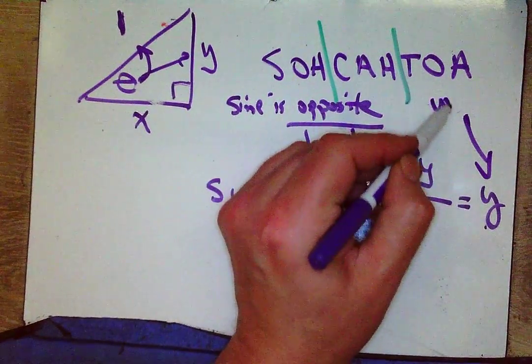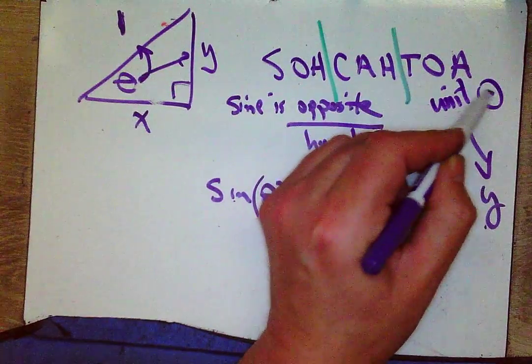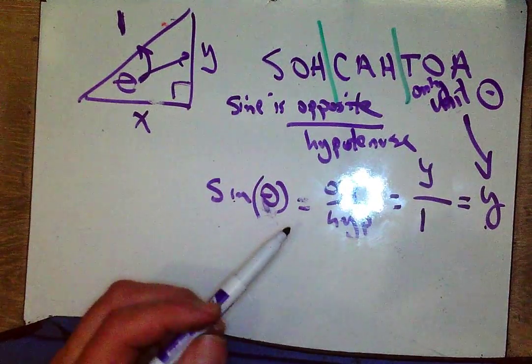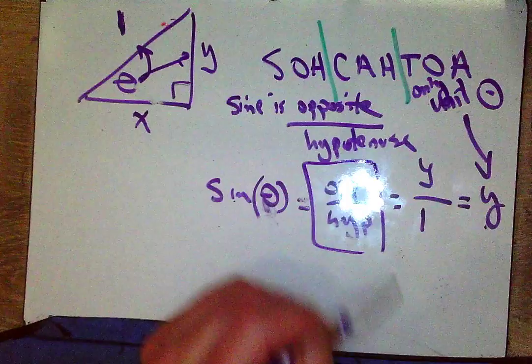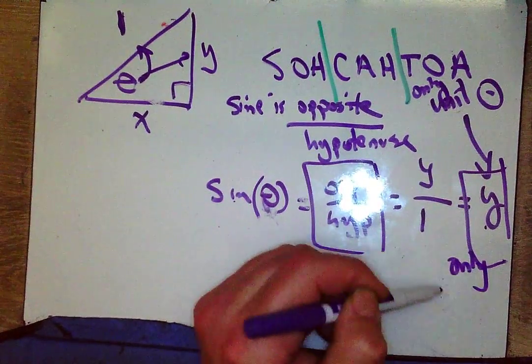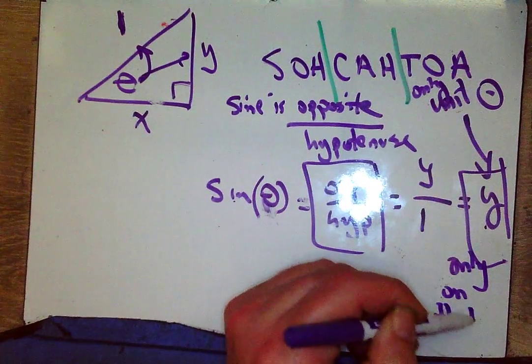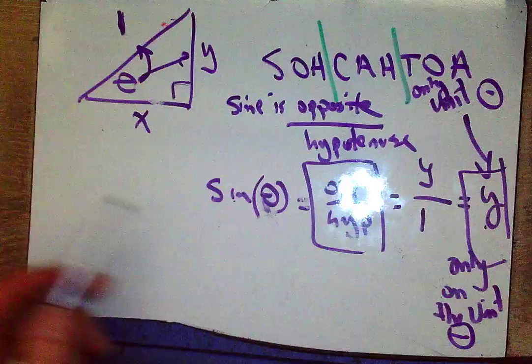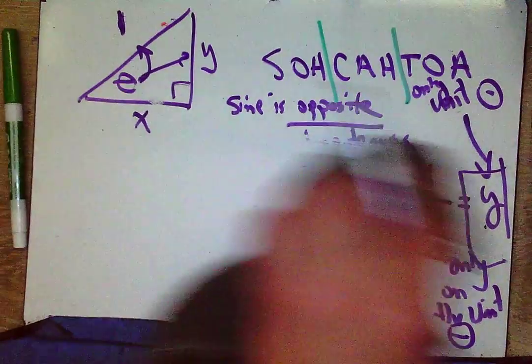Please remember that this is only on the unit circle. In situations where we're not on the unit circle, we'll be using this. This is only on the unit circle. But that's helpful. So that's sine.